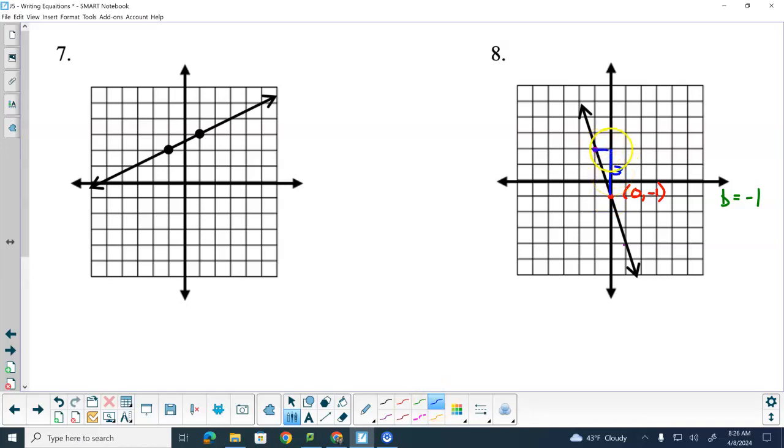What did you get me for a run? 1. But which direction is that run in? That's a -1 run. So my slope is going to be +3 over -1, or simply just -3. Cora, now that we've got an m and a b, can you give us the equation, please?